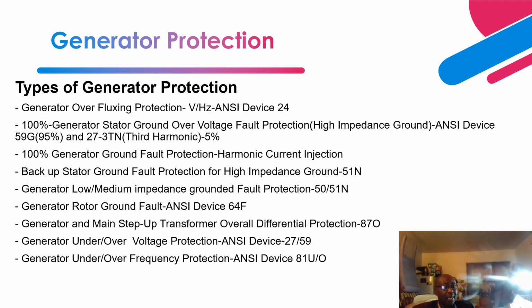Next is under and over voltage protection. Under voltage is the 27 element, and the generator itself can experience an under voltage condition. Let's say you have a problem with the excitation system, or a problem with measuring the voltage at the generator terminals, or a problem with the breaker. These are causes that will cause the generator to go into an under voltage as well as an over voltage condition. That is the 59 element. I did talk about the under and over frequency protection in the previous slide.